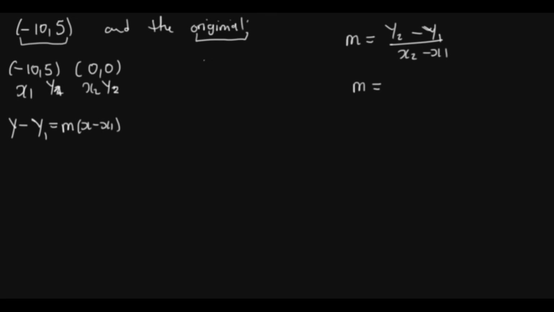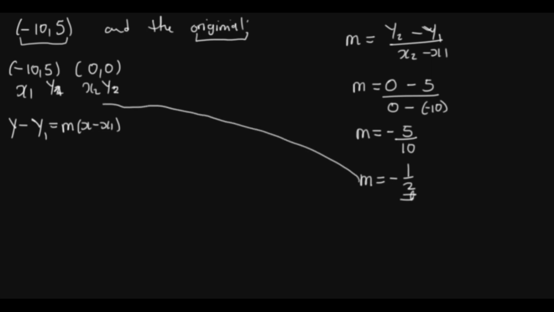So the gradient now, y2 is 0 minus y1 which is 5, over x2 which is 0 minus negative 10. So m is equal to 0 minus 5, which is negative 5, over negative times negative 10, that is positive 10. If we reduce this, we get negative 1 over 2 as our gradient.